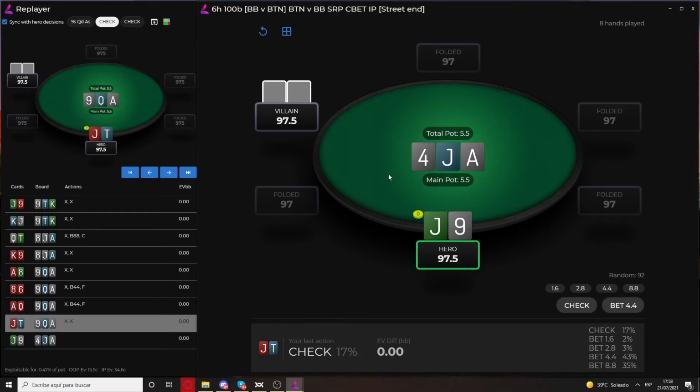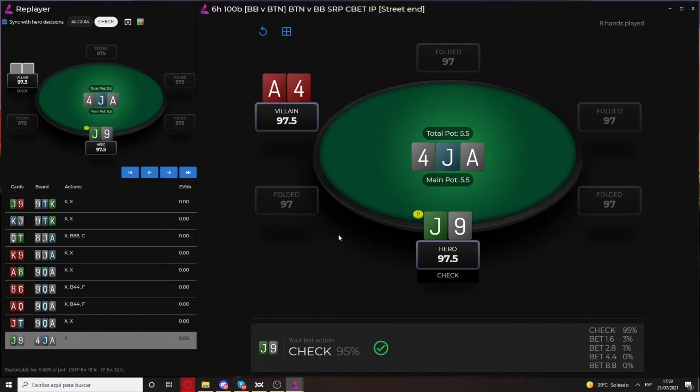Because this board, I believe, when it's connected like this, the 4 to the ace, I'm not sure what the reasoning is, but I think we want to go bigger. We want to go 8.8. And if we go 8.8, suddenly this hand I don't think is going to be betting at all. For 4.4, I think we would. But for 8.8, I don't think we're going to be betting this hand at all. So I'm going to just check it.